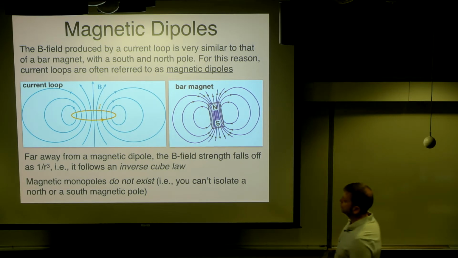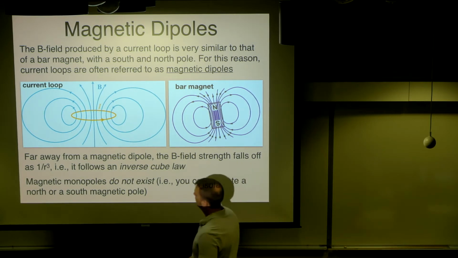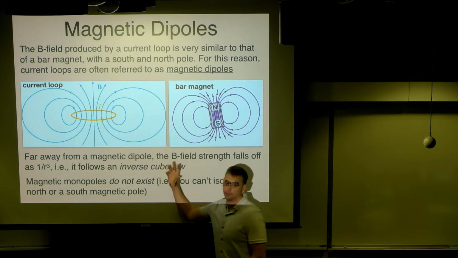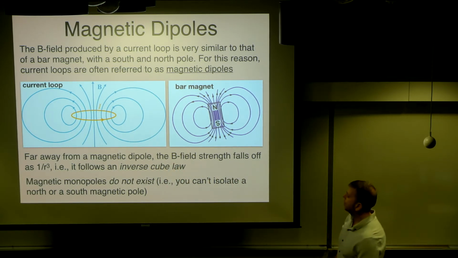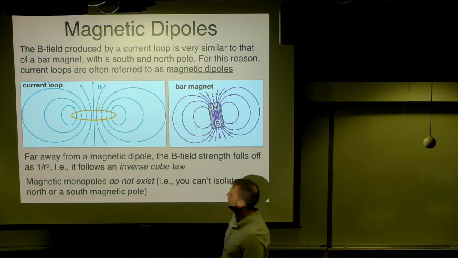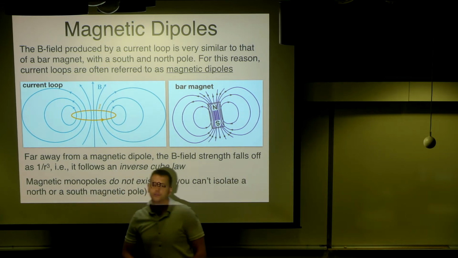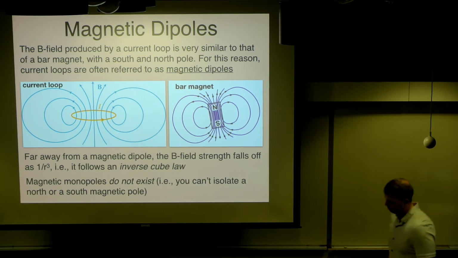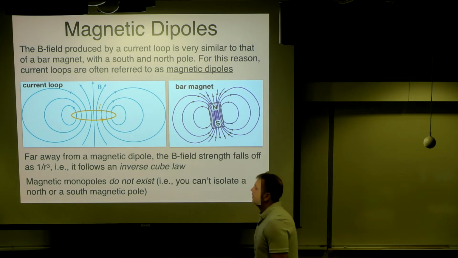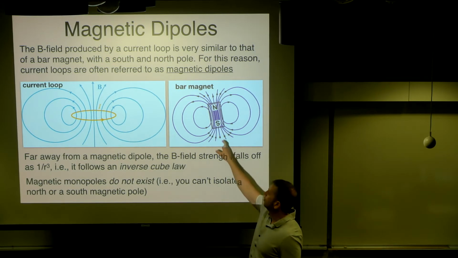And the way it works, as we just found, far away from a magnetic dipole, the strength of the B field follows an inverse cube law. It's a 1 over r cubed kind of dependence as far as how the strength of that B field gets smaller with distance.